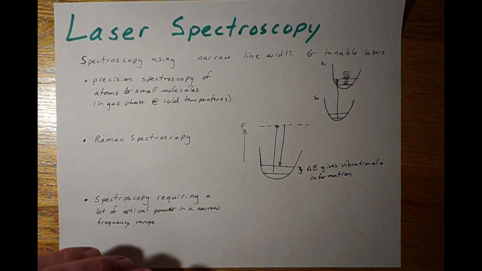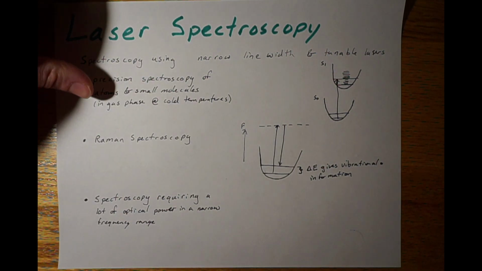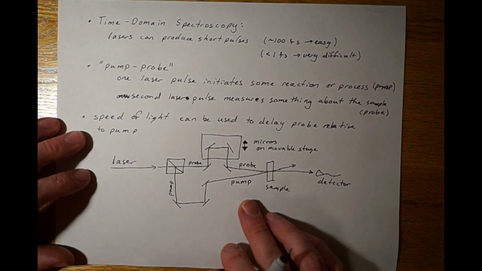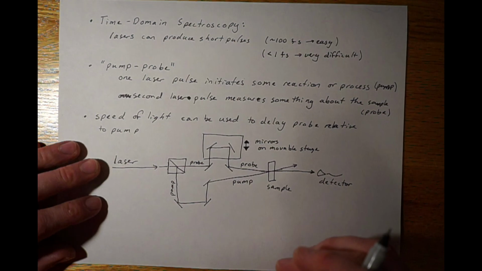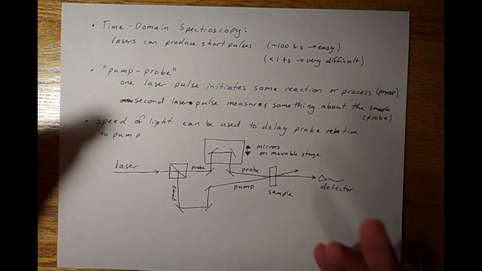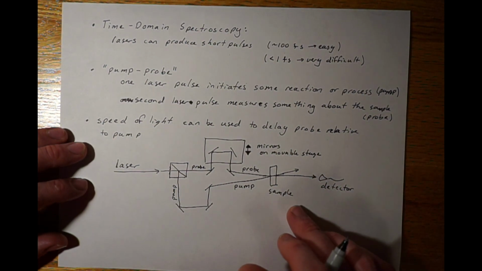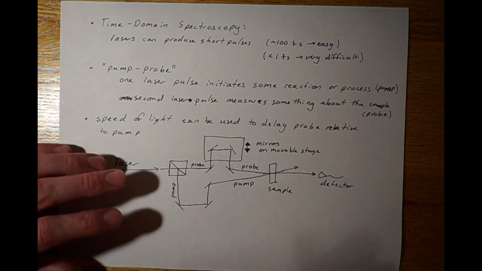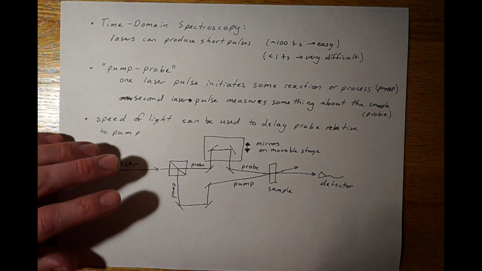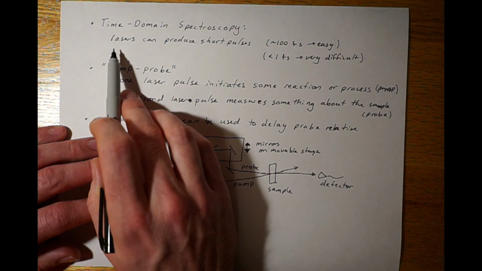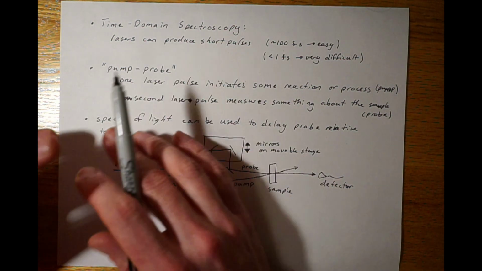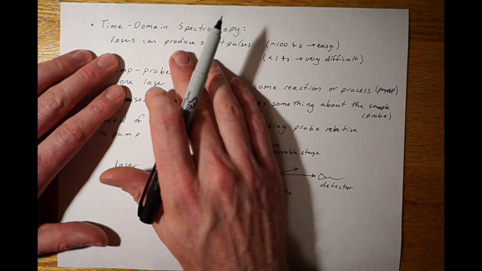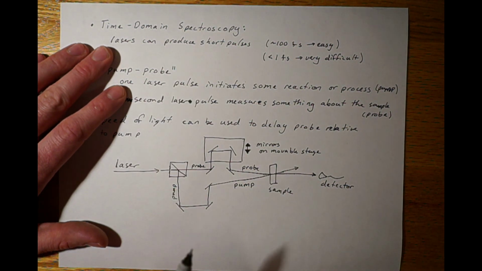Now, the other extreme that we can go to with laser spectroscopy is to go to very short time domains and to get very detailed time domain information about a variety of atomic and molecular processes. We can do this because lasers can produce extremely short pulses. And I won't go into here how we can produce extremely short pulses from a laser.